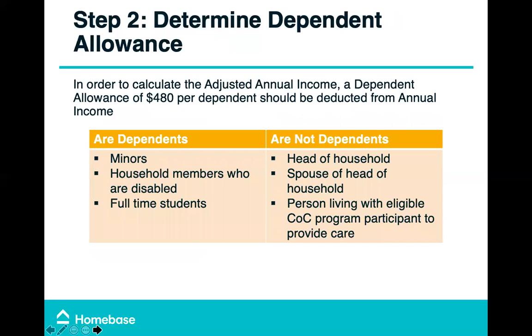Okay, now moving on to the allowances that you're going to deduct to determine the adjusted annual income. The first allowance is the dependent allowance. So to calculate this, you're going to want to determine whether there are any dependents in the household and then deduct the appropriate dependent allowances. And to do this, you're going to deduct $480 per dependent from the annual income. This chart provides information about what is a dependent and what is not.